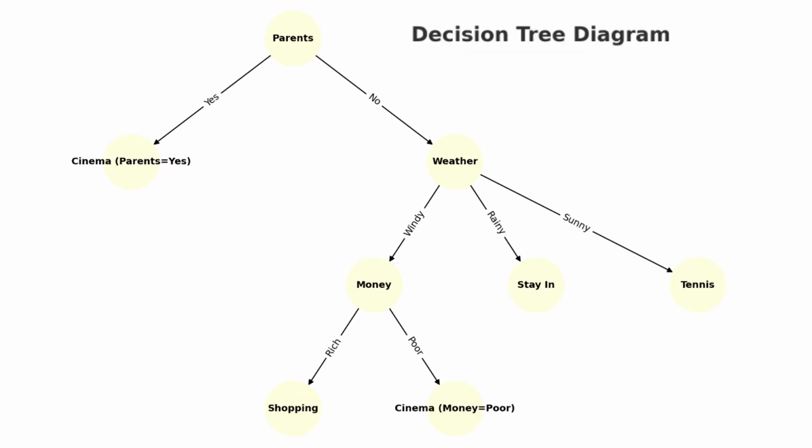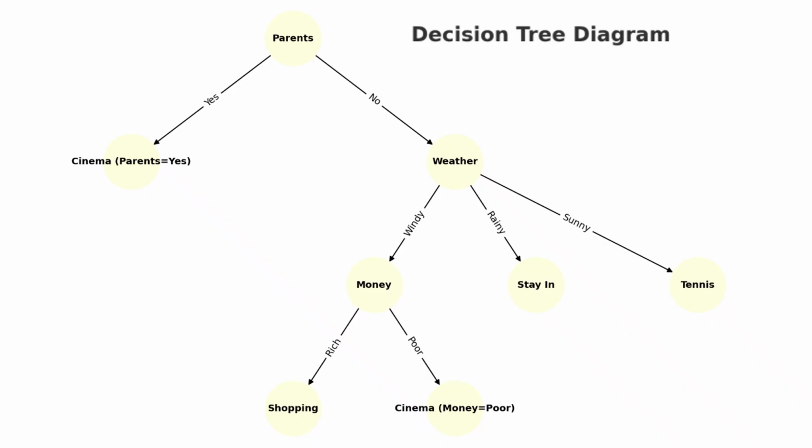So here is the decision tree. First we have taken the root node as parents. For parents is yes, it is completely cinema. If parents is no, next we have to check the weather. While checking the weather, 3 outcomes are possible: sunny, rainy and windy. If it is sunny, completely tennis. If it is rainy, completely stay in. If it is windy, again I can't decide because I got 2 answers, shopping and cinema. So next I am going to choose the attribute money.